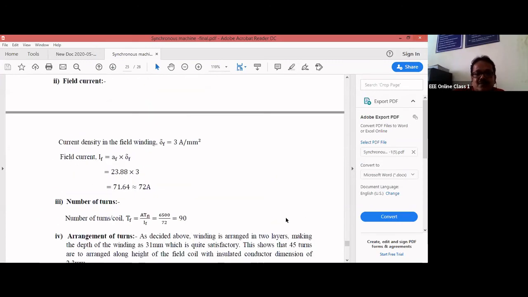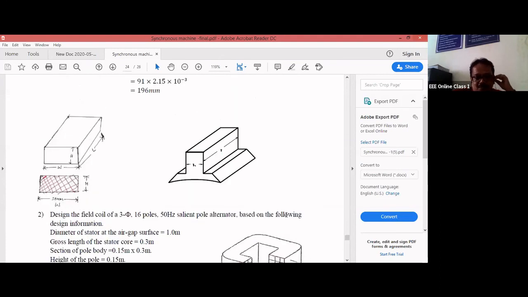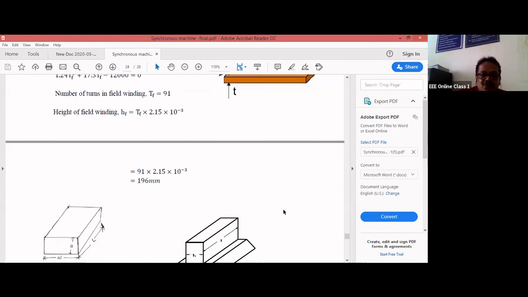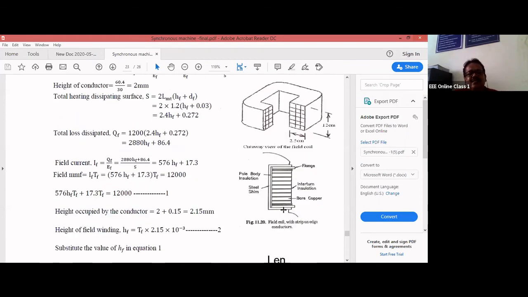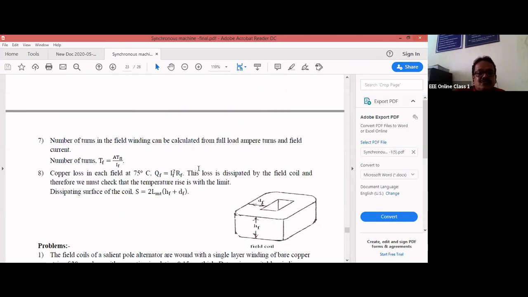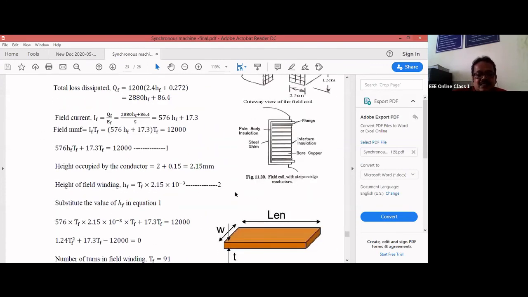This problem I have taken from Mittal book. Okay, these are the two problems. If you go through these two problems, I think if they give any other problem, you can do it. Normally it is the design of field winding of a synchronous machine. Now, the design procedure is very much important. Just go through. Okay. With this, we just complete.